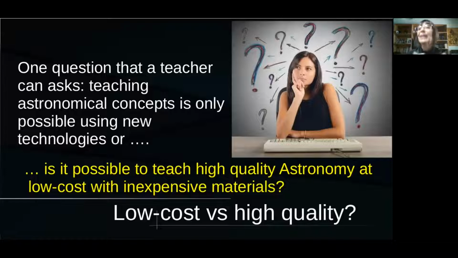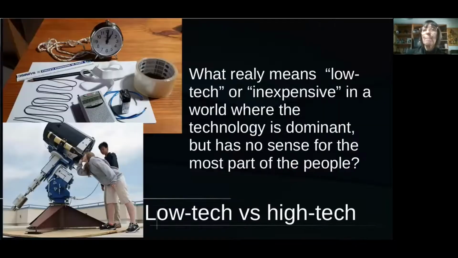One question that we can ask ourselves, and the teacher can ask, is about the teaching of astronomical concepts. Is this activity only possible using new technologies, or is it possible to teach high quality astronomy at low cost with inexpensive, low-tech materials? But what really means low-tech or inexpensive in a world where technology is dominant, but in general has no sense for most people?